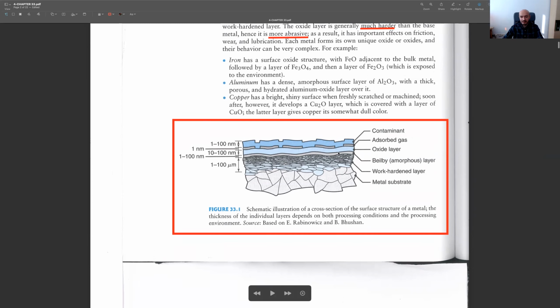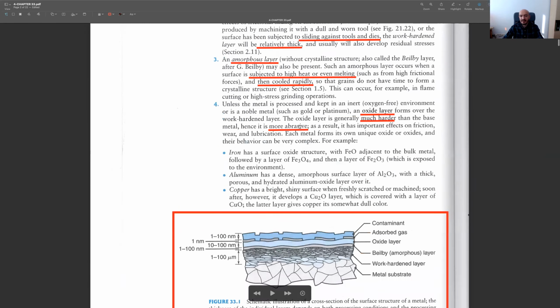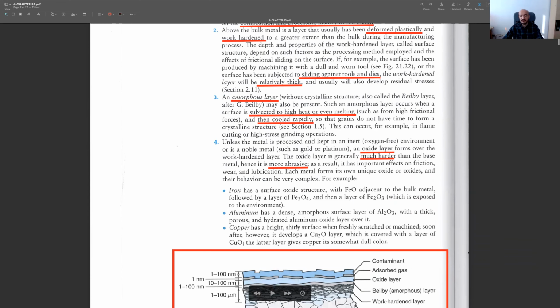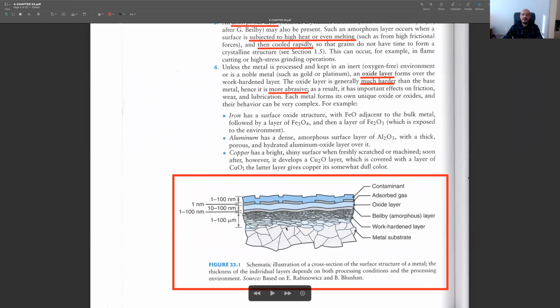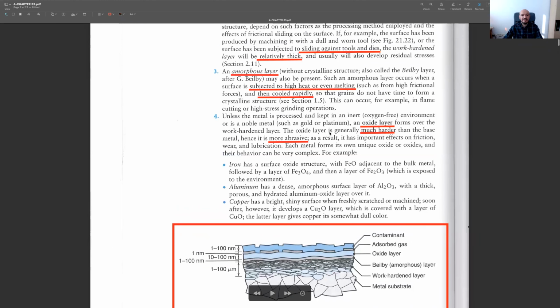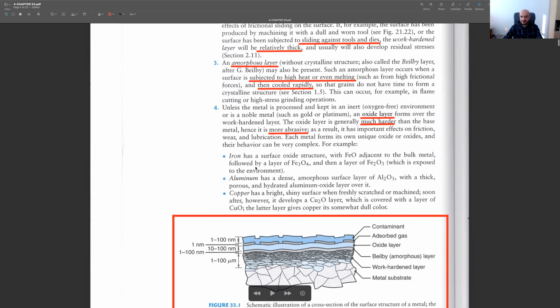Then we have the amorphous layer, as you see here. For the amorphous layer to be obtained, you need to have some high heat employed, or even you may need to melt your metal. And after this melting, your part should be cooled as soon as possible. Otherwise, the metal will have time to develop larger grains, but if it is cooled rapidly, then we will have smaller grains, and we will have a kind of crystalline structure.